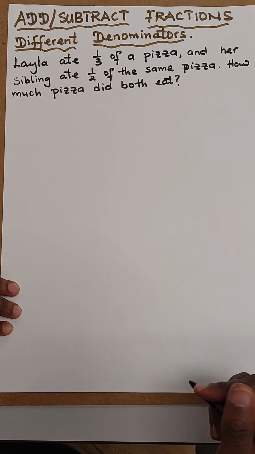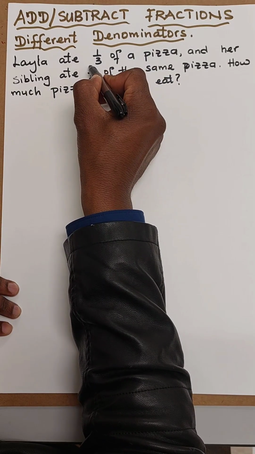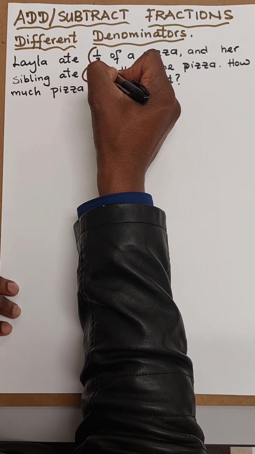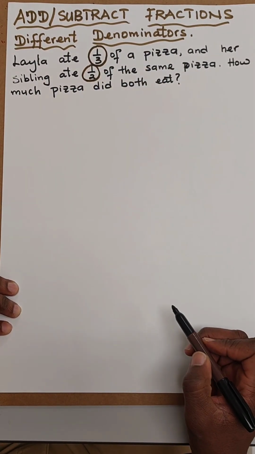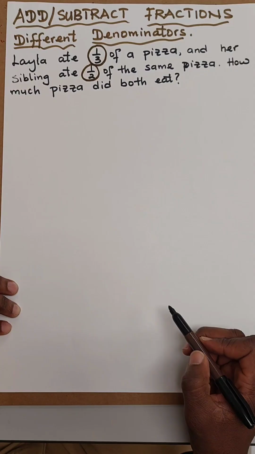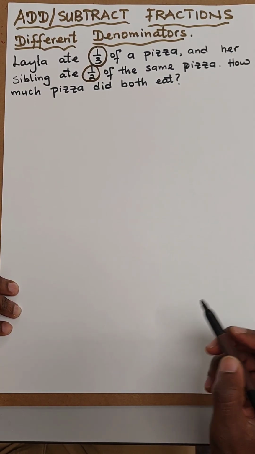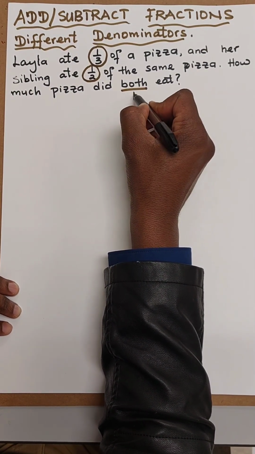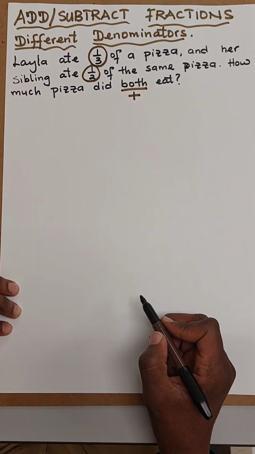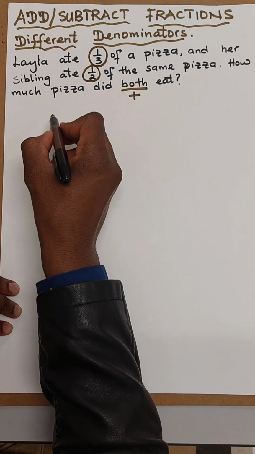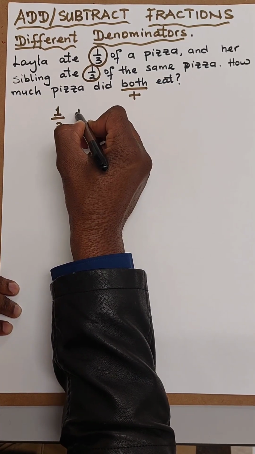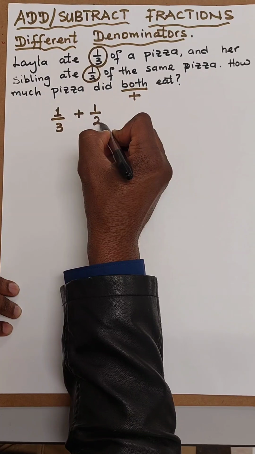Let's find out. Okay, so first, the important information: we know that the sibling ate half of the pizza and Layla ate 1/3 of the pizza. That is the information that we are going to use to determine how much pizza was eaten by both of them. Now, the words "both of them" tell us that we are going to add those two fractions. Okay, so now we have our information. We want to add the 1/3 that Layla ate plus the 1/2 that her sibling ate.